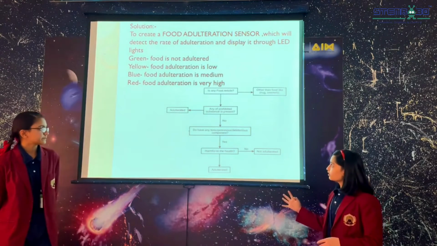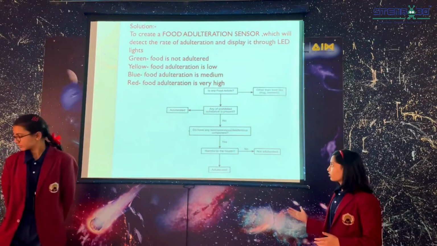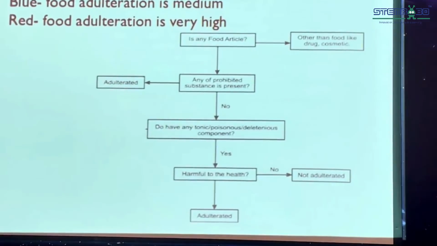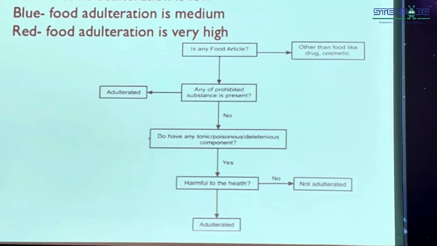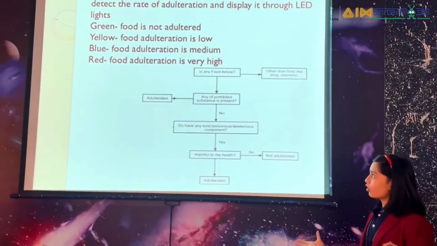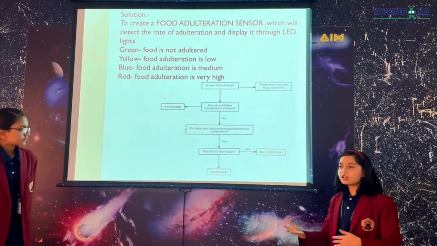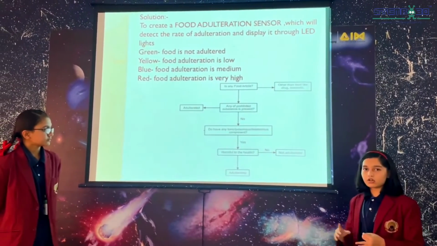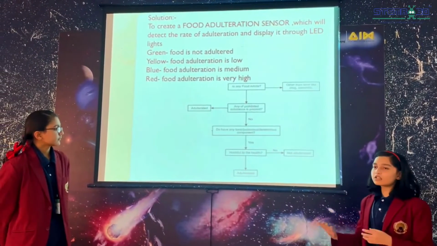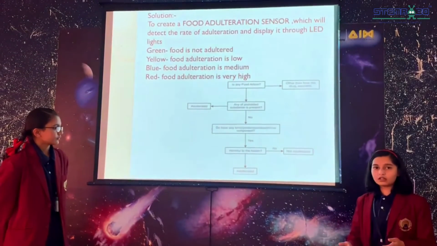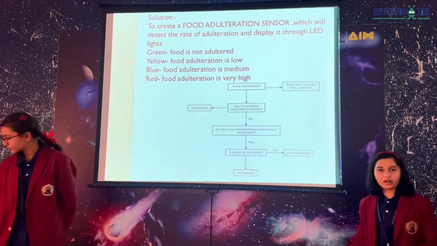And this is a flowchart that depicts the working of the food adulteration sensor. It checks whether there is an article other than drugs and cosmetics. If yes, it checks if it has any prohibited substances. If yes, then it's adulterated. If no, then it rechecks if it has any poisonous, toxic substances. If yes, it checks if it is harmful for health or not. If yes, then it's adulterated, and if no, it's obviously not adulterated.